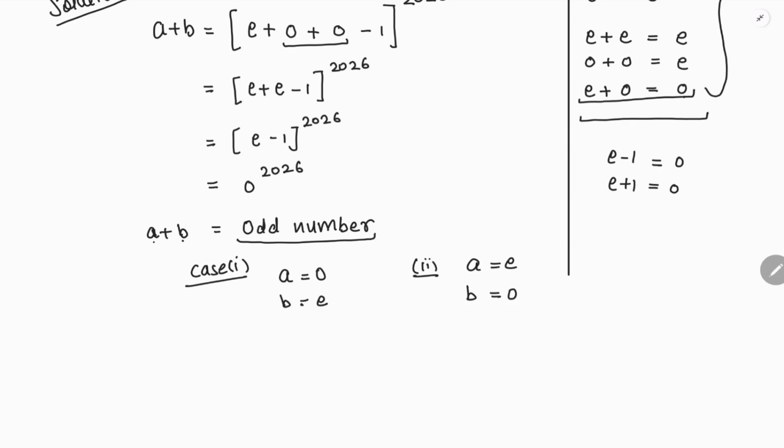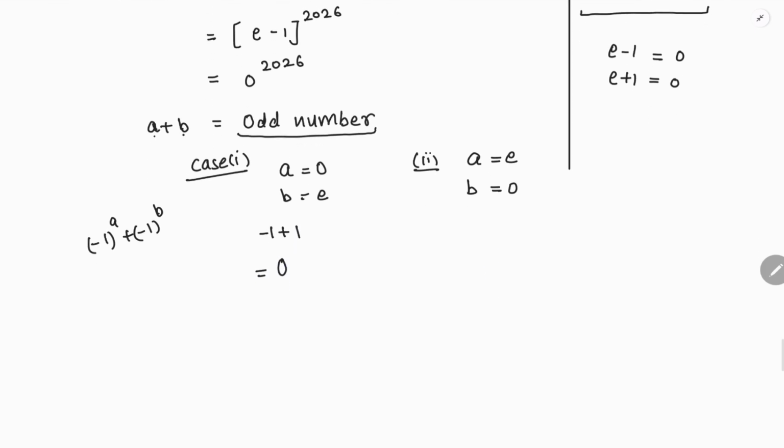So now we need to find minus 1 raised to power a plus minus 1 raised to power b. If you look at case 1, what is minus 1 raised to power odd number? Minus 1. Plus, what is minus 1 raised to power even number? Plus 1. The answer is 0.